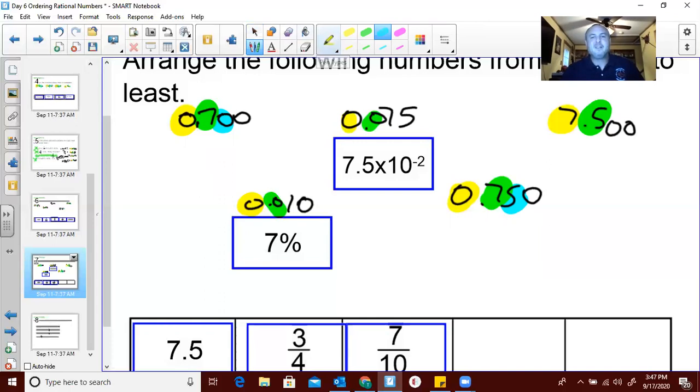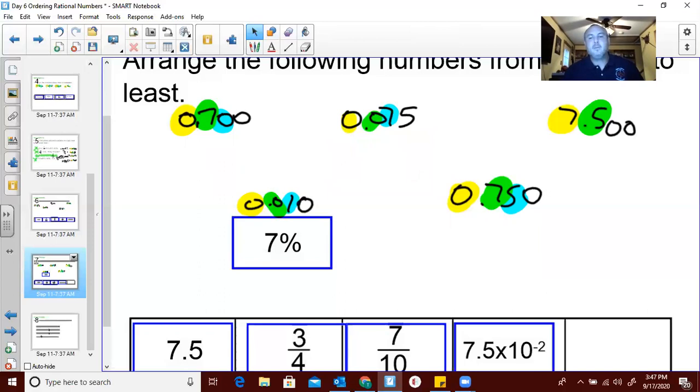And I notice that 1 is a 1 and 1 is 7. And I can tell you that 7 is bigger than 1. And 7% will round us up.